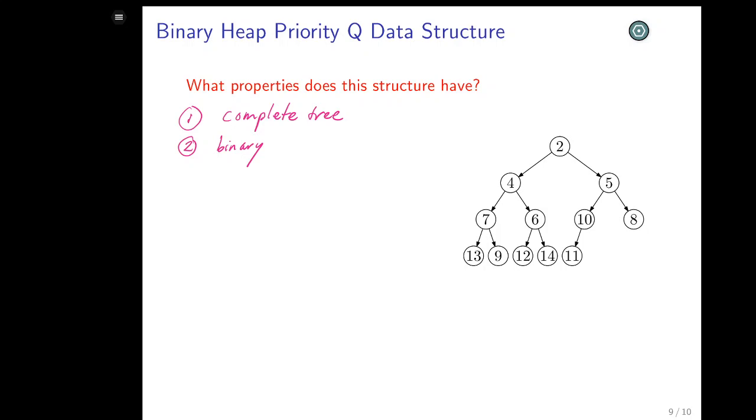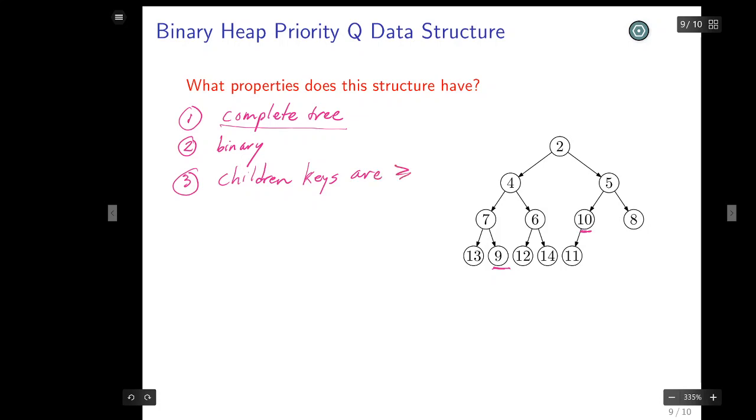Any other properties? The elements in each level are higher than the level. It's complete. Very good. Children keys are greater than or equal to parent key. Both of the children's keys are greater than or equal to the parent key for every node in this graph. Okay, that's interesting.